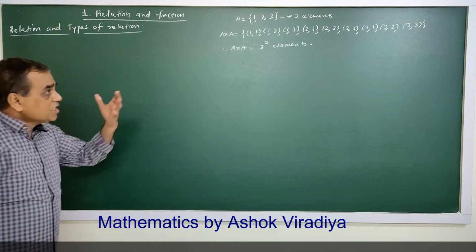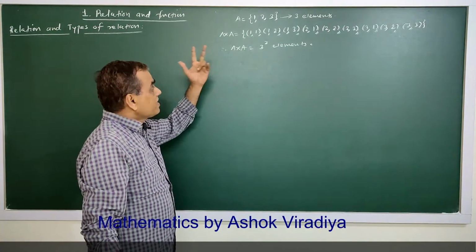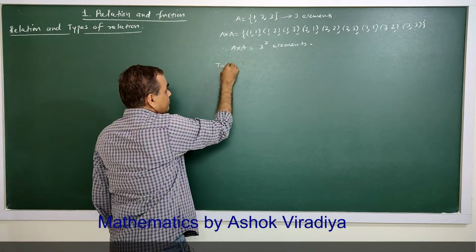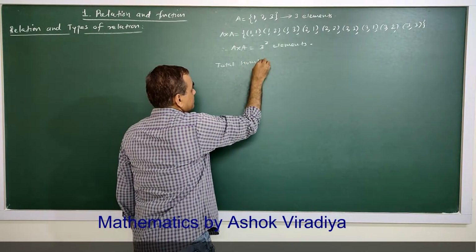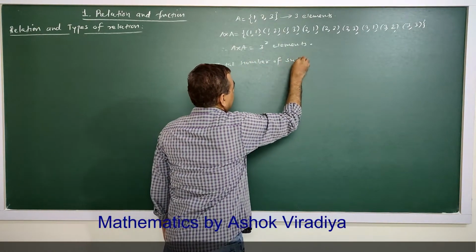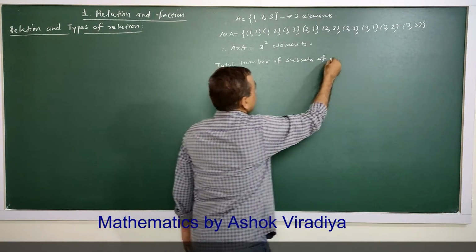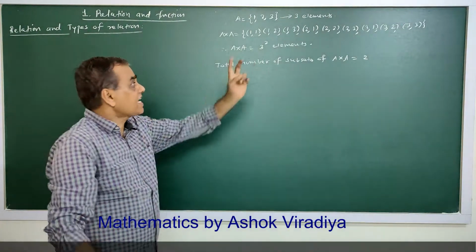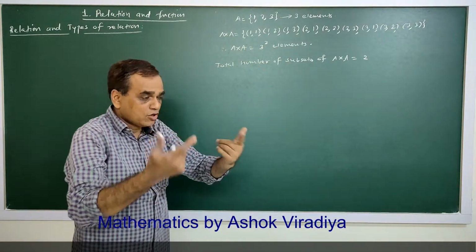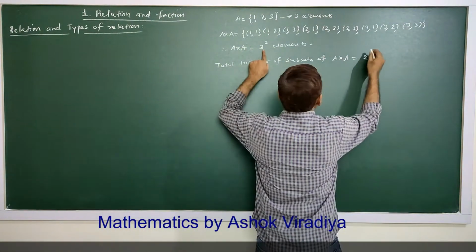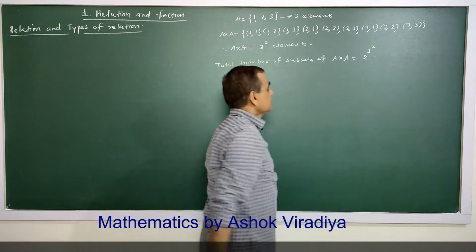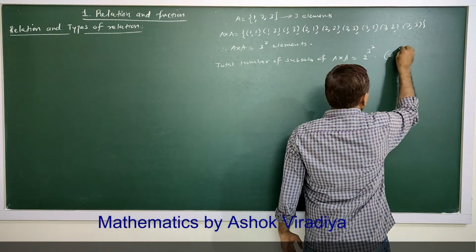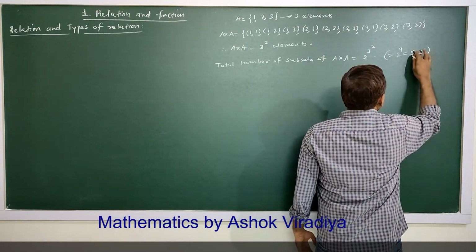Now, if we find subsets of A cross A, then the total number of subsets of A cross A is 2 raised to, if any set has n elements, then its number of subsets is 2 raised to n. That is 2 raised to 9, which is 512 subsets.